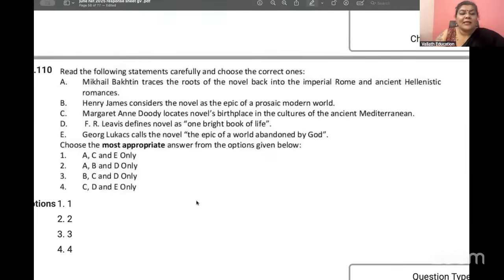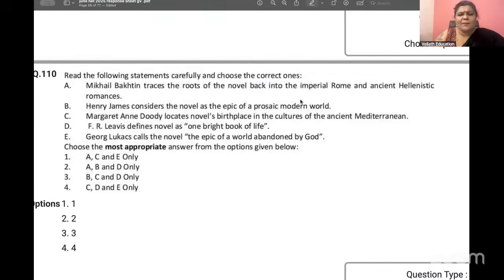Then Mikhail Bakhtin traces the roots of the novel back to Imperial Rome. That you have not heard. You are wondering whether that is right. And ancient Hellenistic romances. You don't know it. Okay. Henry James considers the novel. You don't know it. Margaret Anne Doody. You don't know. But this question is not about any of this.